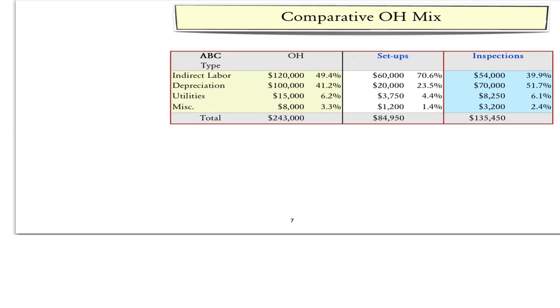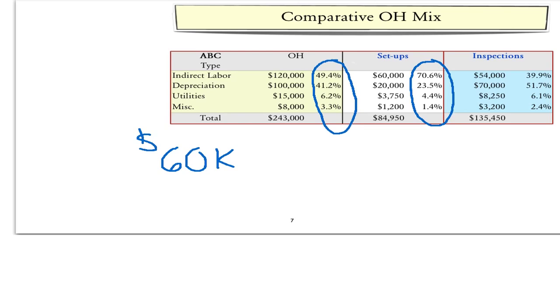As you can see, the original mix of overhead costs are represented by 49.4% indirect labor, 41.2% depreciation, etc. If we look at the setup costs, we see that the mix of overhead costs are quite different. 70.6% of all setup costs are indirect labor, and this was calculated by taking the $60,000 and dividing by the total cost allocated to setups, $84,950.